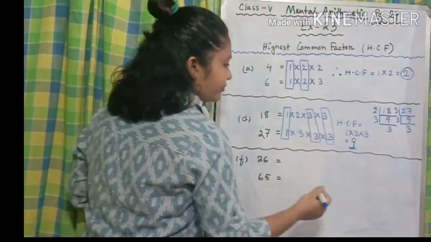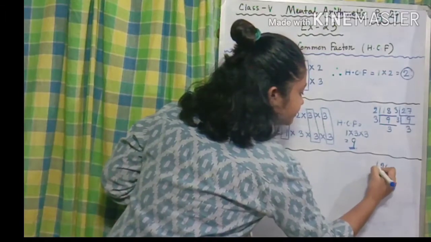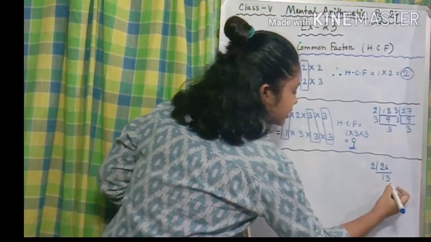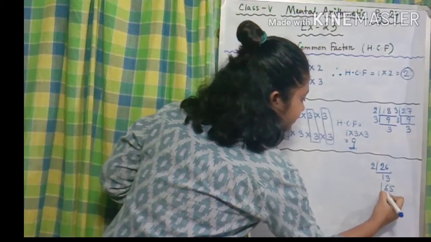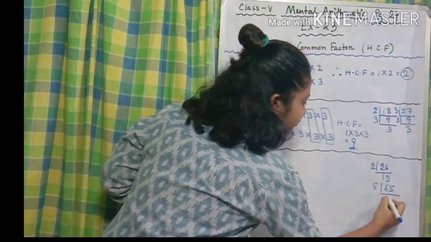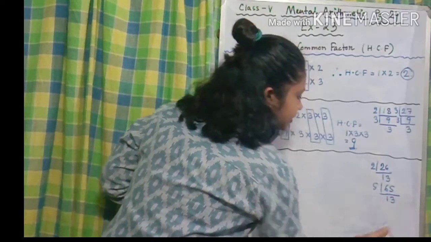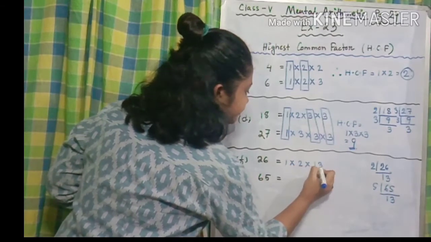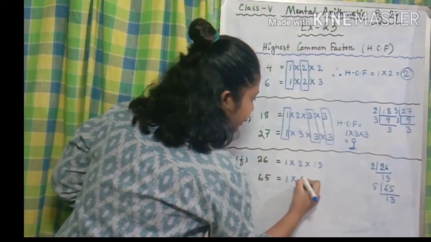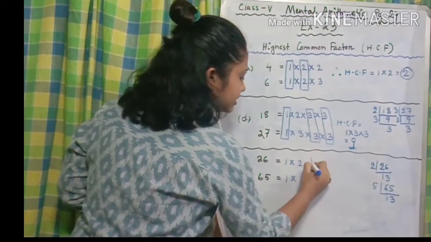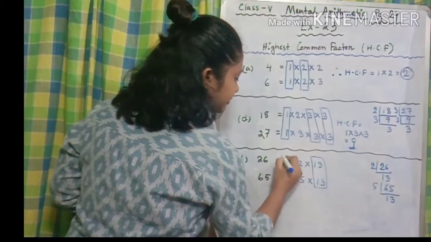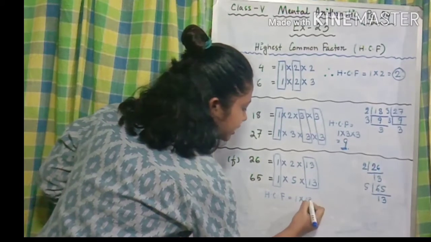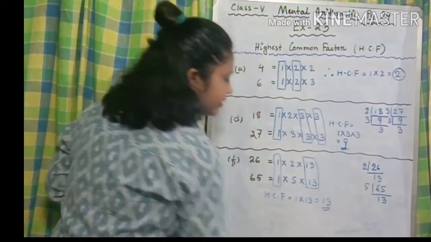For number F, we are going to split it once again. 2 1s are 2, 2 3s are 6. So 2 13s are 26, and for 65, 5 1s are 5, 5 13s are 65. So here 1 into 2 into 13. Once again 1 into 5 into 13. So what is the common? This is very easy. That is 13 and 1. So how are we going to find the HCF? That is 1 into 13. So the answer is 13 itself.